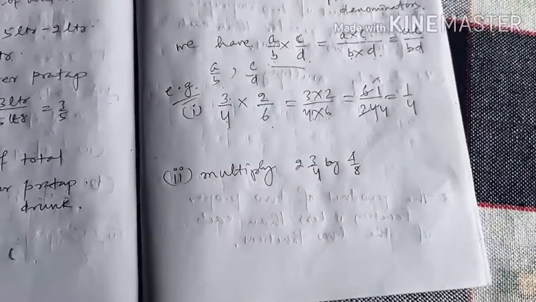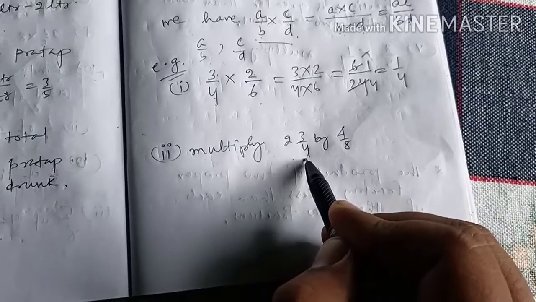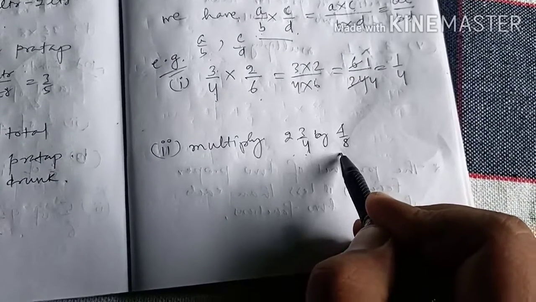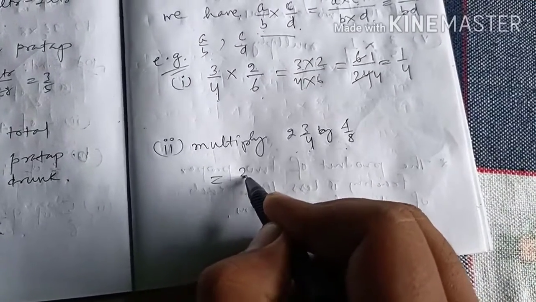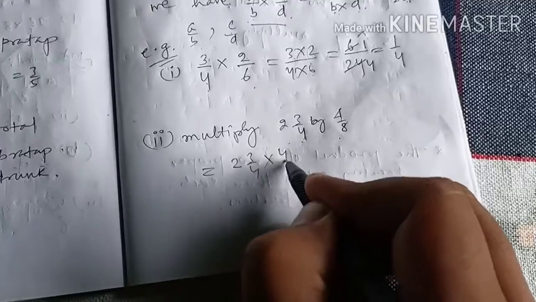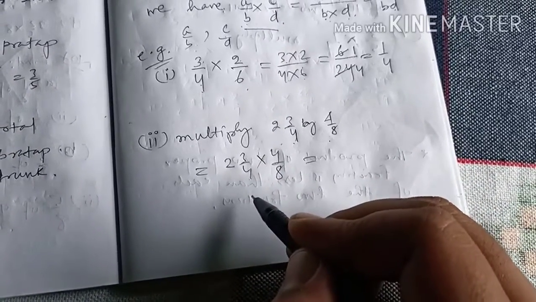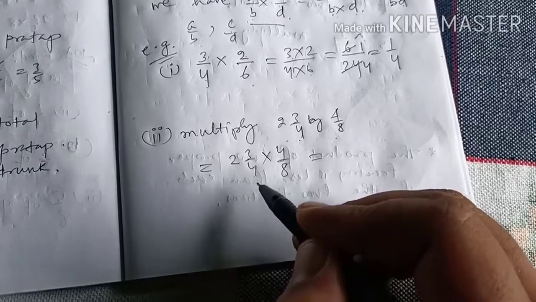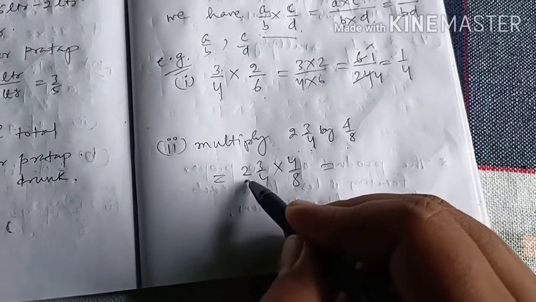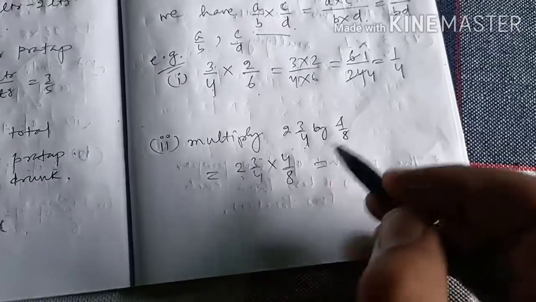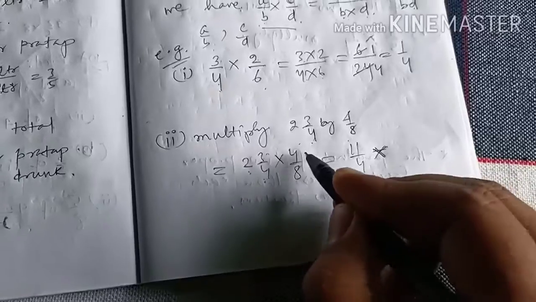So students, the next question is multiply 2 whole 3 by 4 by 4 by 8. So we will write 2 whole 3 by 4 into 4 by 8. Here 2 whole 3 by 4 is a mixed fraction, so we can convert it into an improper fraction. 4 twos are 8, 8 plus 3 is 11, so 11 by 4 into 4 by 8.